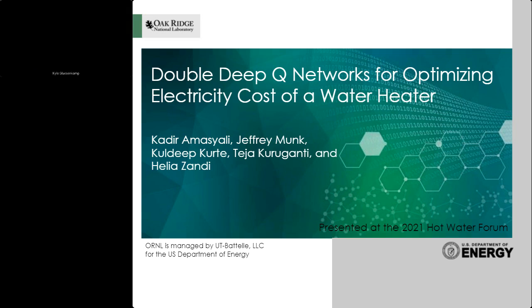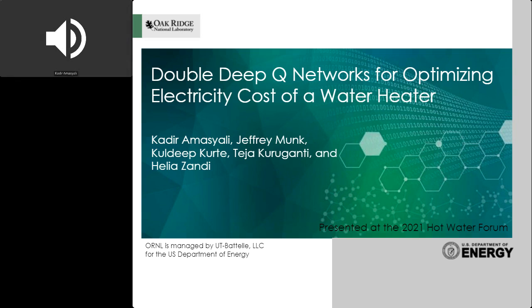I will present our work on double deep Q networks for optimizing electricity cost of a water heater. This research is a joint work of me, Jeffrey Monk, Kuldeep Kurti, Teja Kurganti, and Hilya Zande.